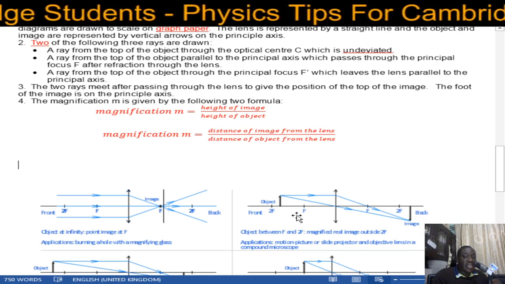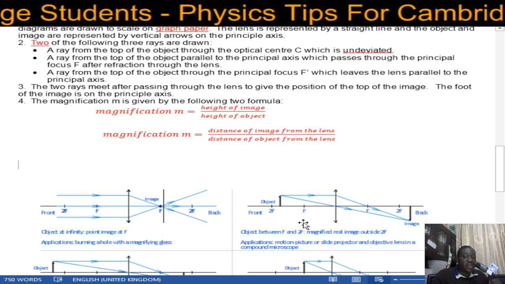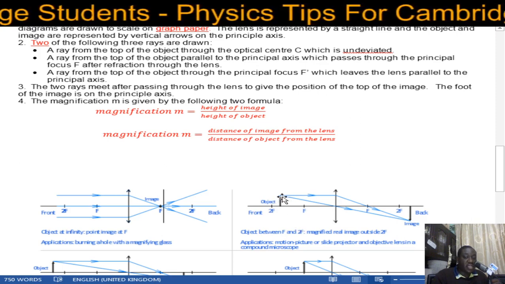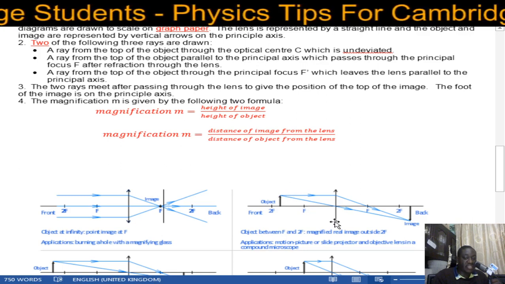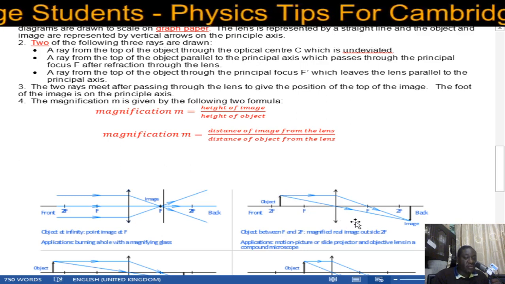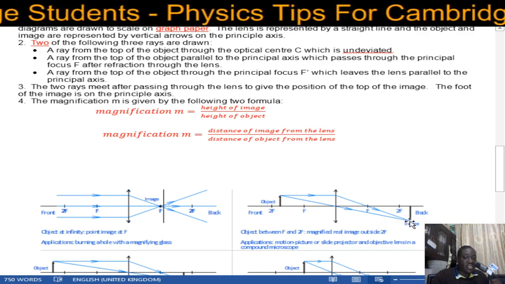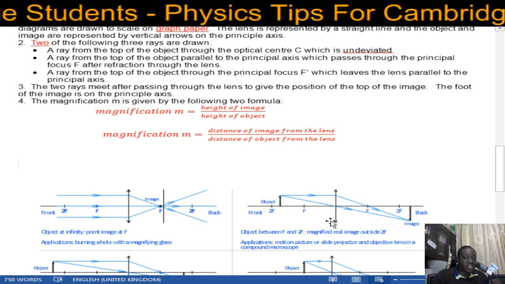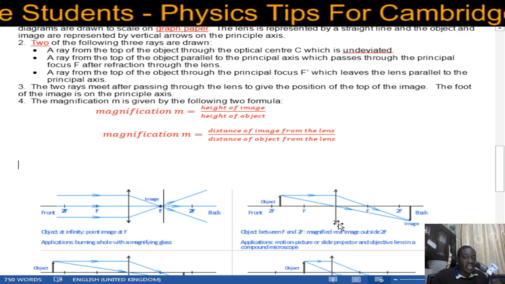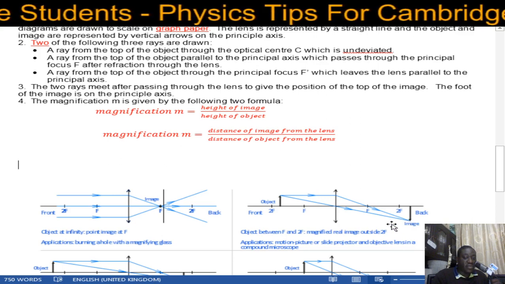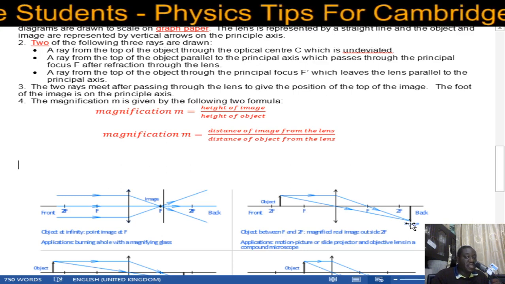Now, there is another ray which has not been included here on the diagram, which is coming from the object, which goes through this principal focus straight until it gets refracted on there and goes horizontally until it meets the other two rays. So that's the third ray that you could draw as well, coming from this principal focus to there and then horizontally after getting refracted. So you could include that one as well.